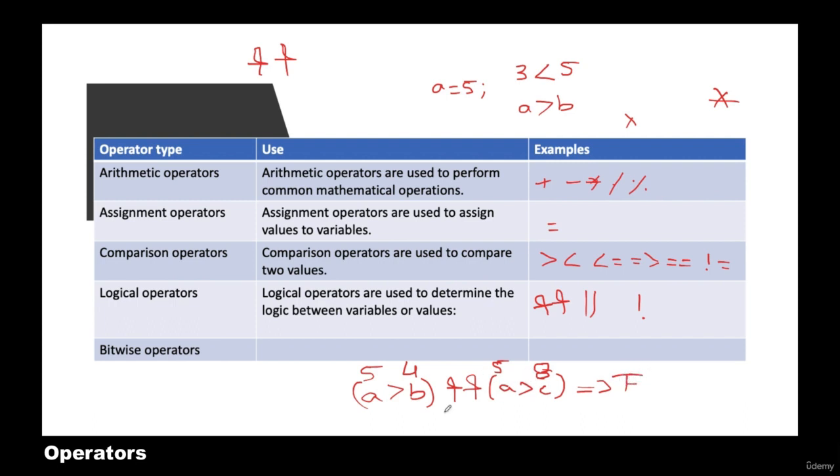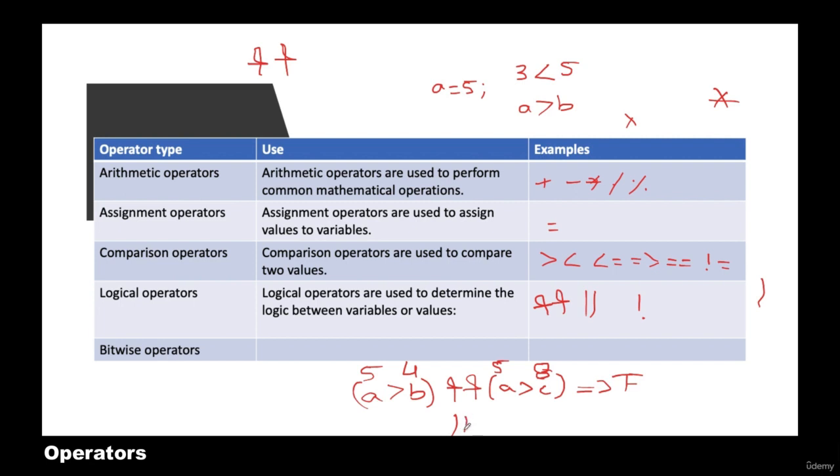Similarly, we have the OR operator. The OR operator is two pipe symbols on the keyboard. You will be able to see a straight line symbol on the keyboard. My straight line is not working well because of the pen I am using, no worries. If we use two straight lines, that's called an OR operator.